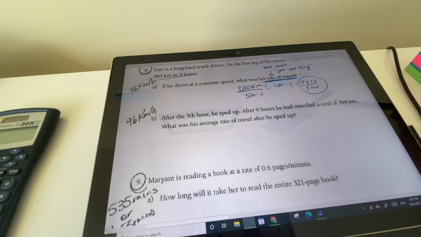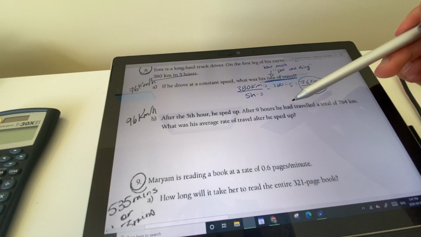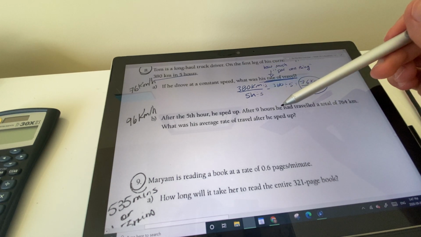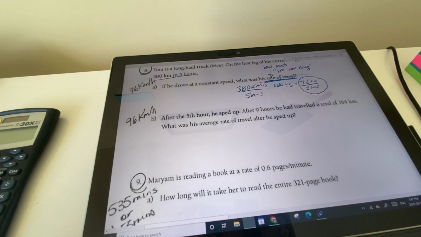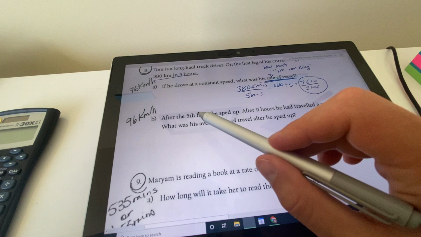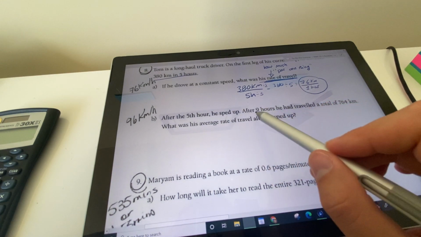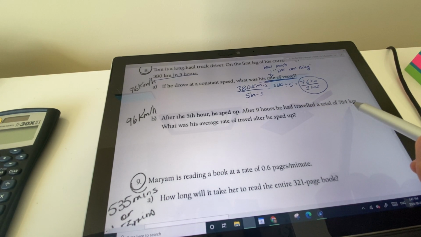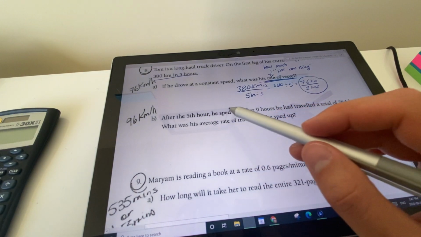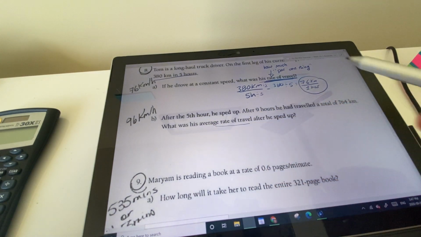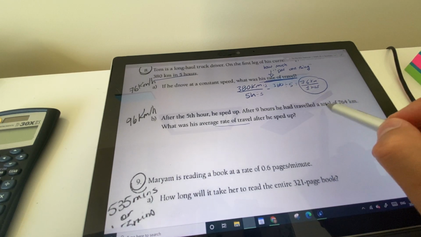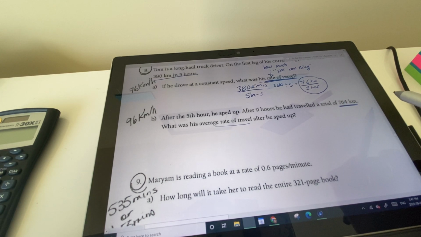Okay. After the 5th hour, he sped up. After 9 hours, he had traveled a total of 764 kilometers. What was his average rate of travel after he sped up? Okay, so here, he's traveled for 9 hours now. After 9 hours, he's traveled a total of 764 kilometers. This just means he sped up. So the average rate of travel is now, what did he travel on average over the entire span of his trip? The entire span of his trip, he's traveled 764 kilometers, and his entire trip has taken 9 hours.